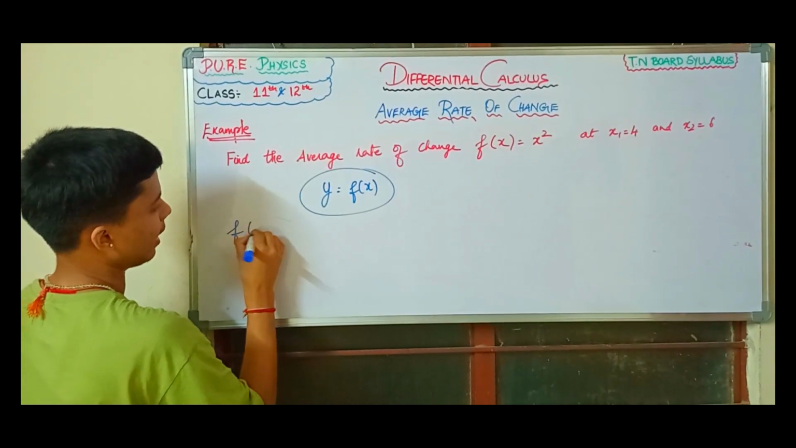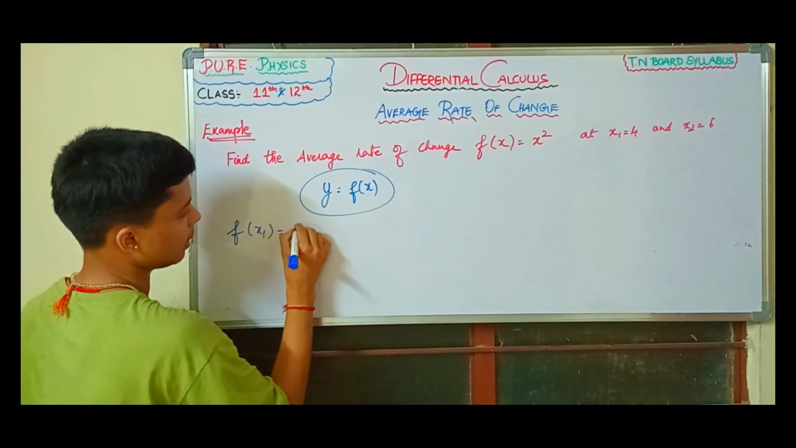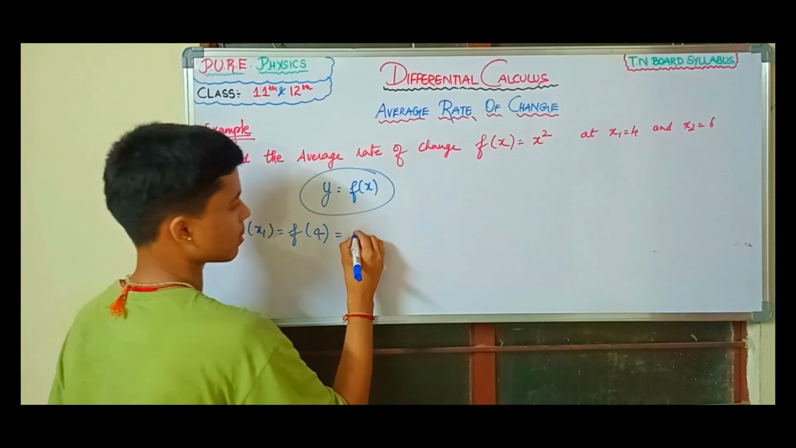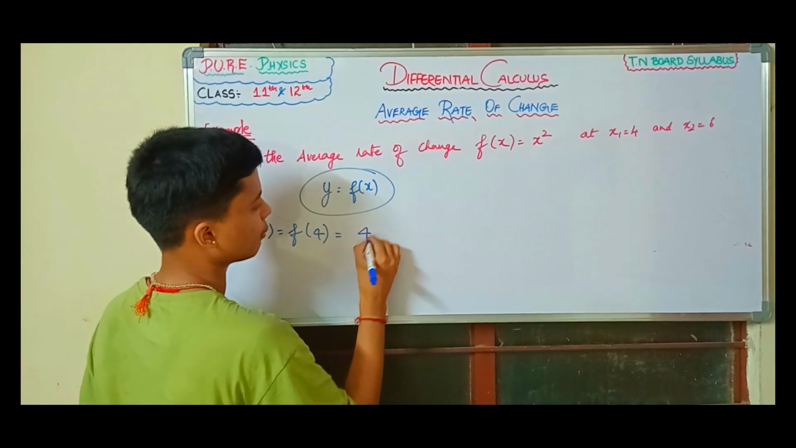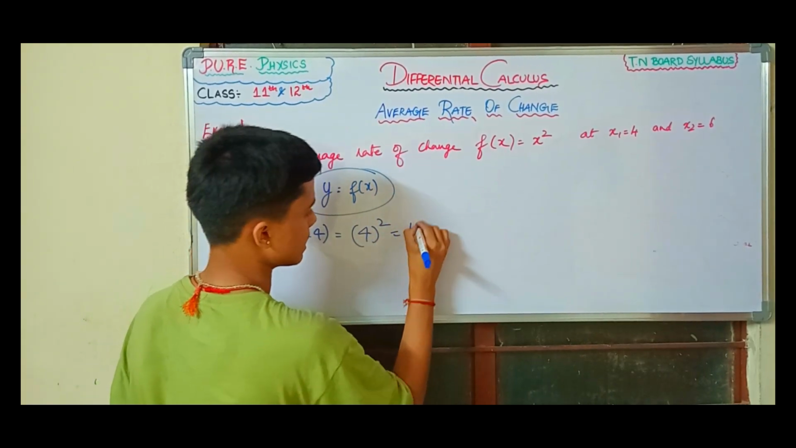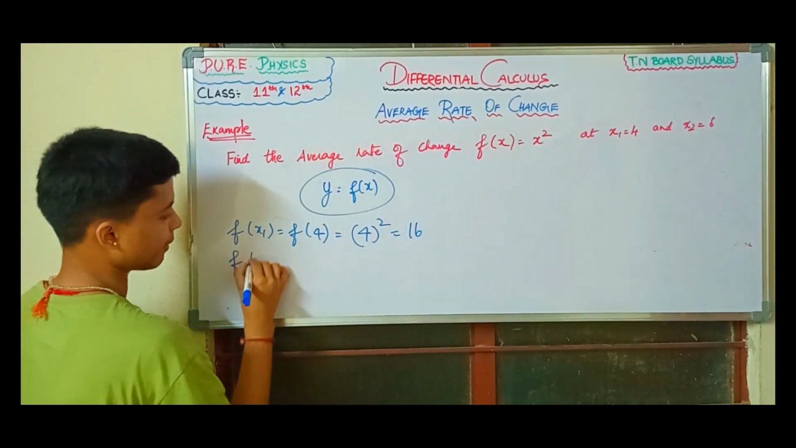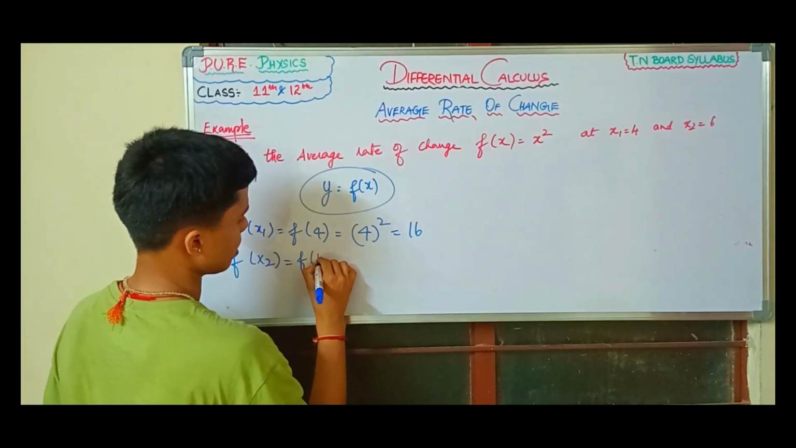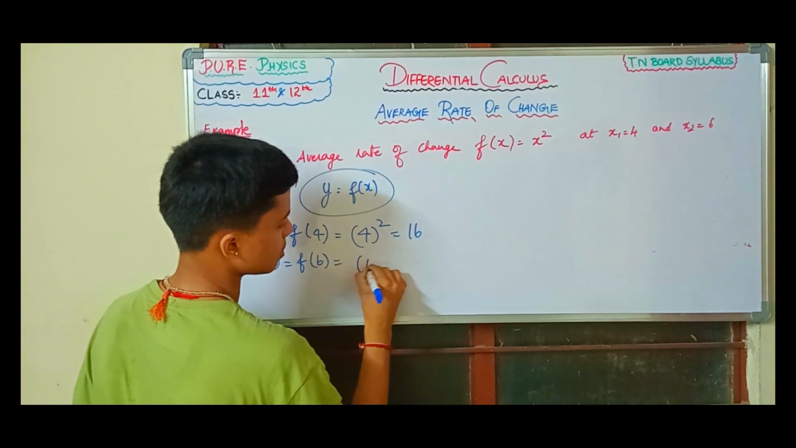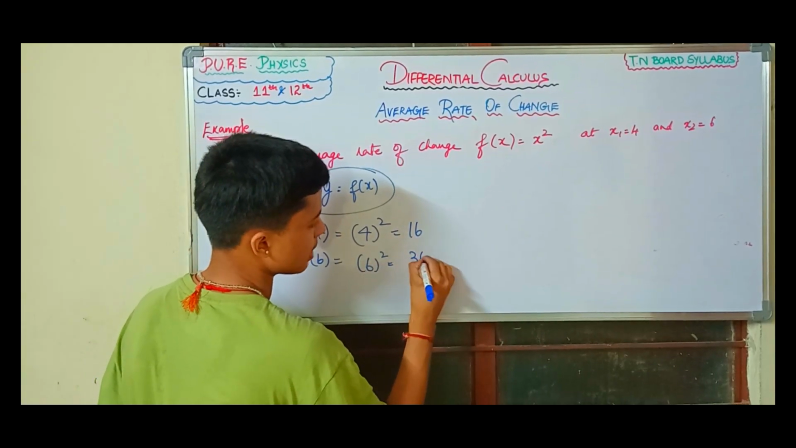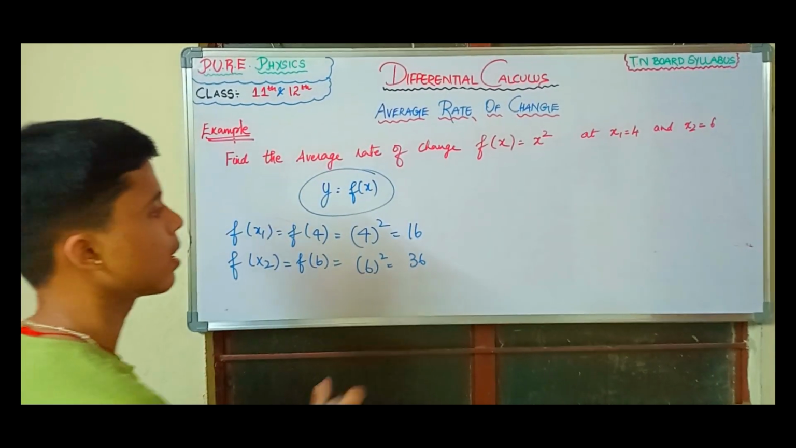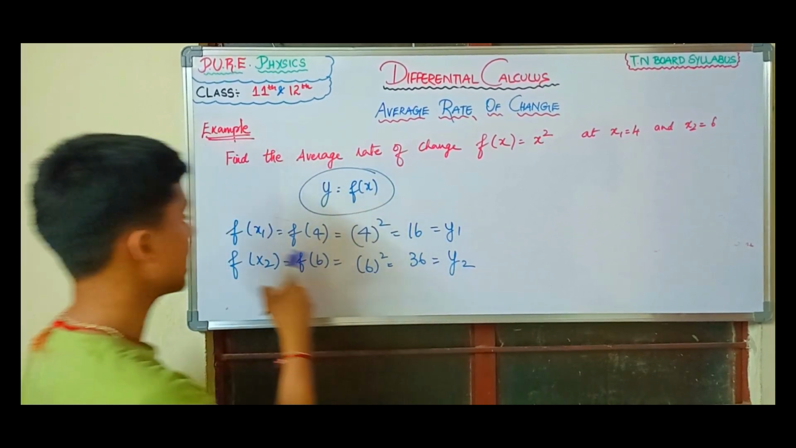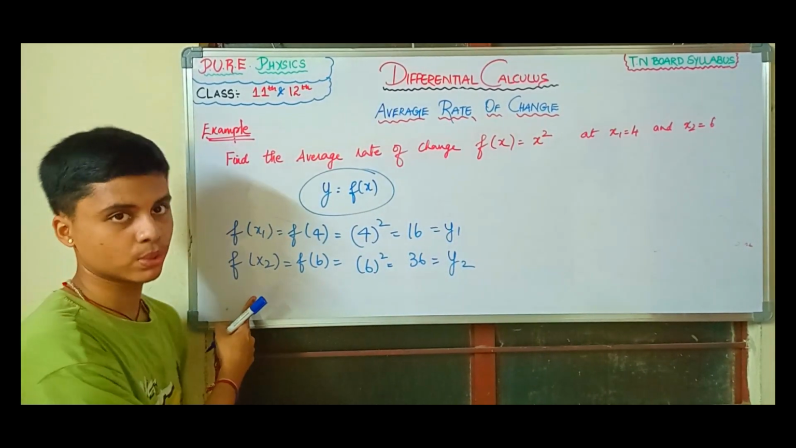So f of x1, which is f of 4. It is x square, so in place of x, I substitute 4, the whole square, which is 16. Now f of x2, which is f of 6, is 6 the whole square, which is 36. So this is my y1 value and this is my y2 value, since x is x1 and x2.